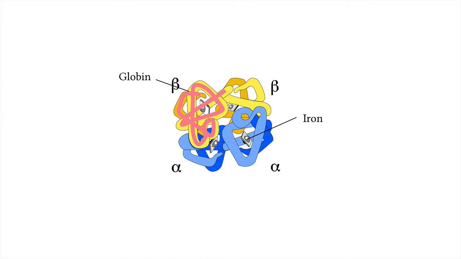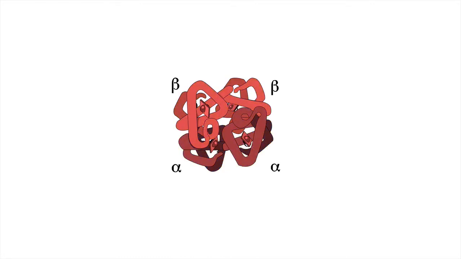In the middle of each globin is a flat molecule called a heme, and an iron atom is in the middle of each heme. These iron atoms are able to bind to one oxygen molecule, so one molecule of hemoglobin can bind with 4 molecules of oxygen. When all 4 hemes of a hemoglobin molecule are bound to oxygen, that molecule turns bright red. When the hemes have released their oxygen, the molecule becomes a darker red.